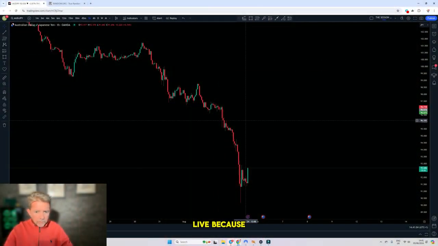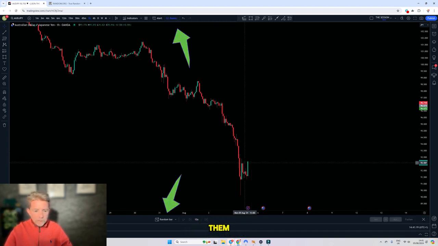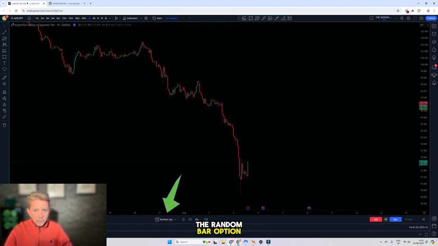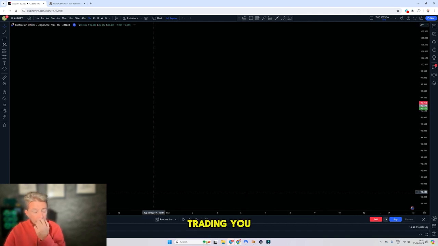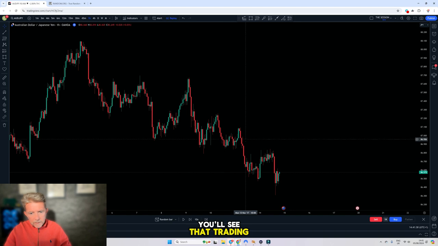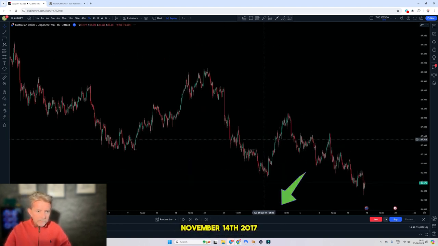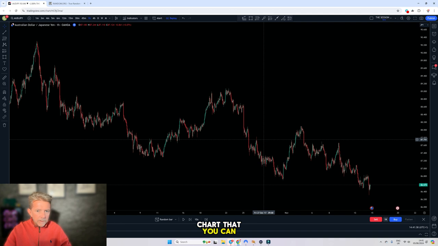Now I can't trade live because it's Monday the 5th of August 24 at 2 o'clock. So I'm going to have to take you back in time using a bar replay, and I'm going to show you exactly how to place your trades and how to close them. I'm going to choose the random bar option, so I've got no idea where TradingView is actually going to start me trading. If we reset, you'll see that TradingView has taken us to the 14th of November 2017, and there is the chart that you can see there.